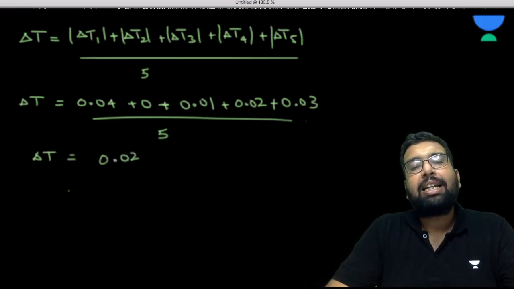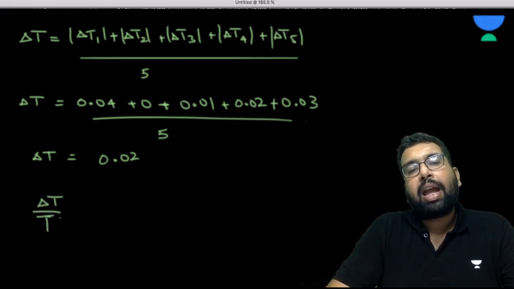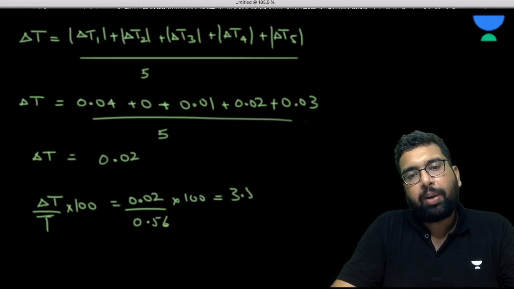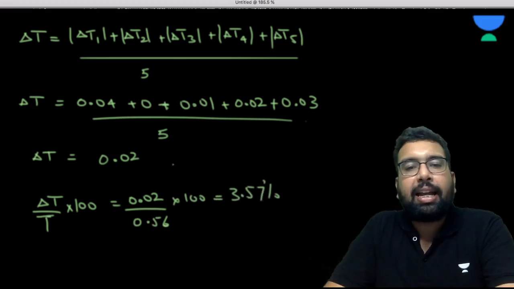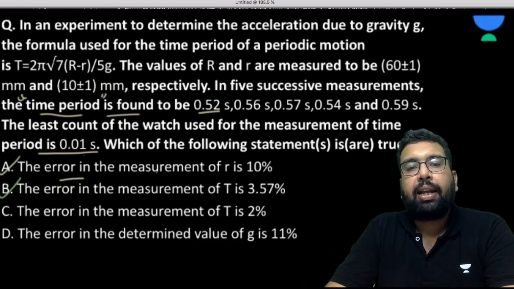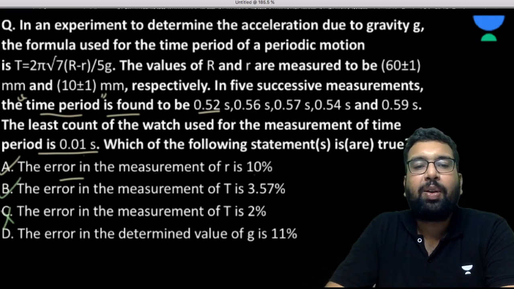So what is delta t? 0.02. Now we can get the error in the measurement of time, delta t by t into 100. So this is 0.02 upon, what is this t? T was 0.56, into 100, and this is going to be equal to 3.57 percent. So that means the second option is correct. The second option is correct only. So third cannot be correct.